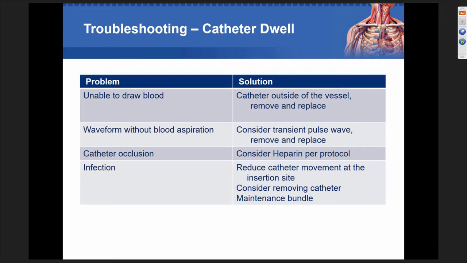If you have a waveform without blood aspiration, you really have to think about the last time this occurred, or maybe it hasn't occurred for you yet. When you remove the arterial catheter, you're going to be holding pressure and you're going to lift up your fingers and realize, oh, there's no blood return, because the catheter may very well have been outside the space against the arterial wall and it was just transient pulsatility.